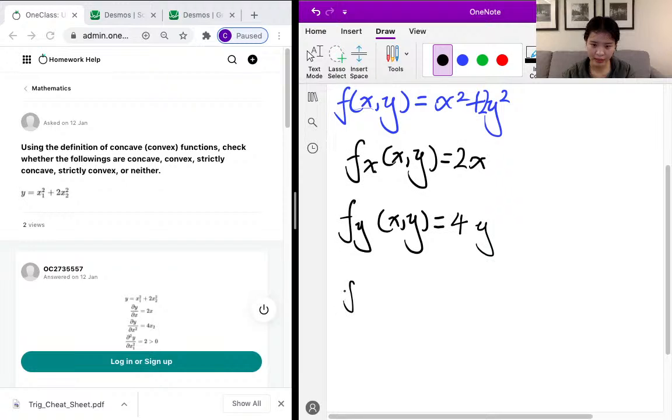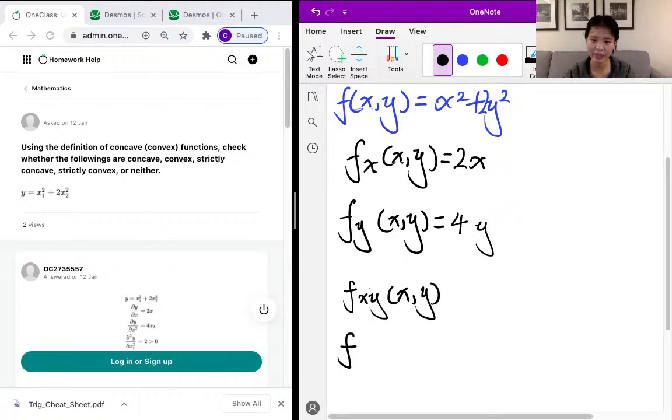Next, let's look at our function f of x and y. This is actually our second derivative. Basically, we have four second derivatives for those questions. So we have the derivative.